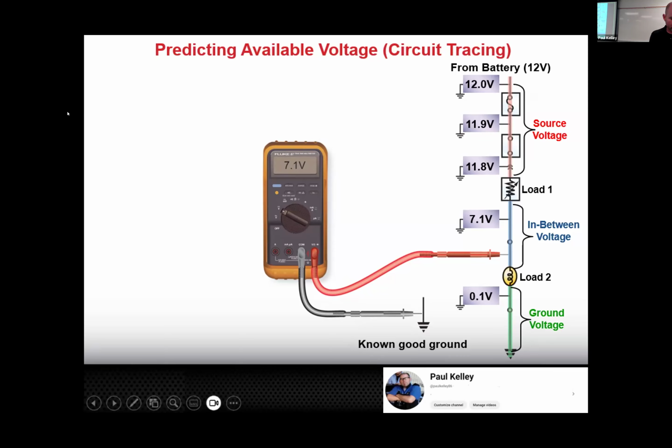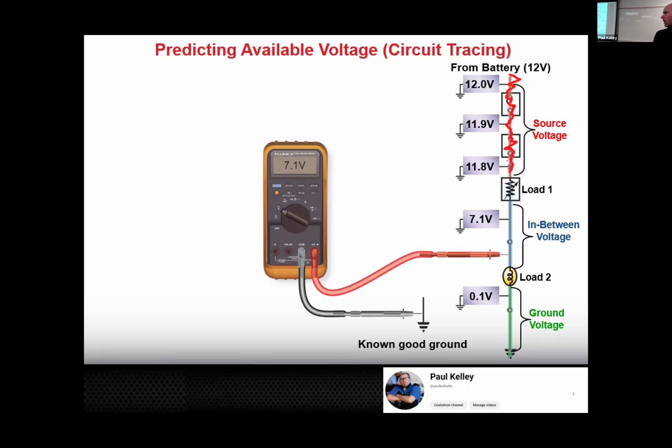So I'll even do the trace just for the first time. If it's what we would call like a source voltage, this should be red. Go through the fuse, it should still be red. Now, if the switch is open, the red's going to stop right there. But if the switch is closed, the red's going to continue.